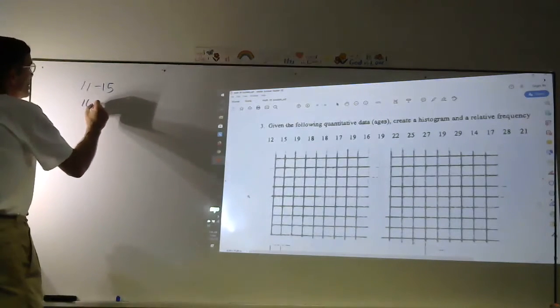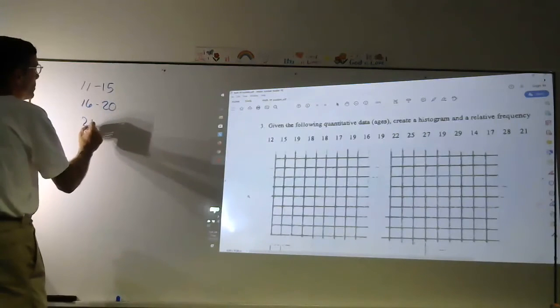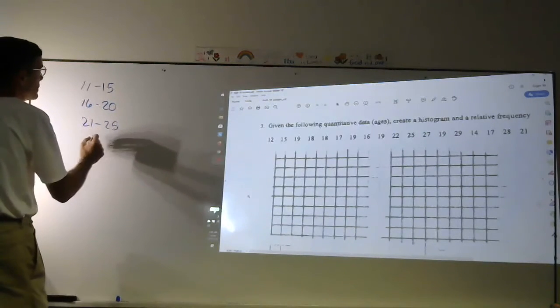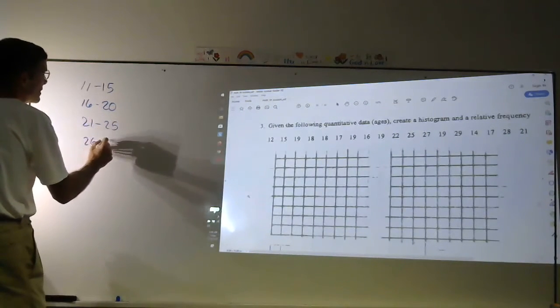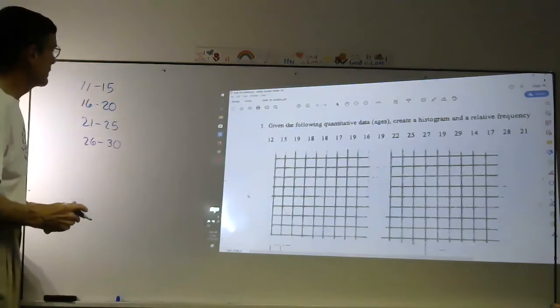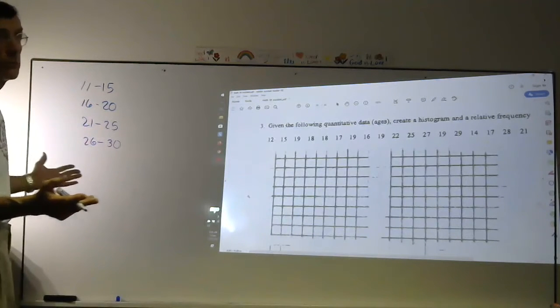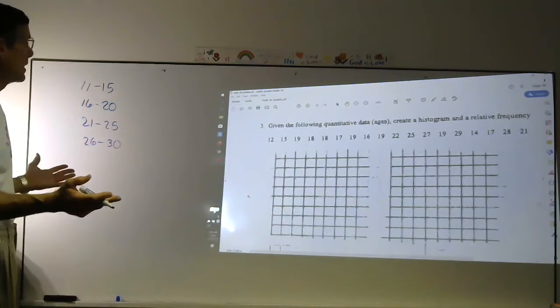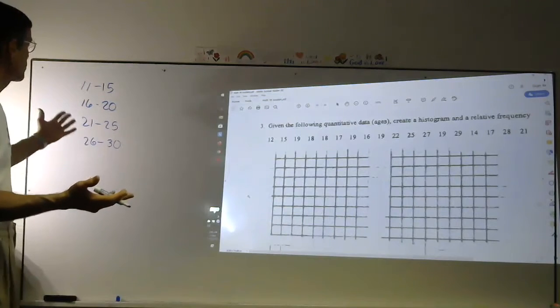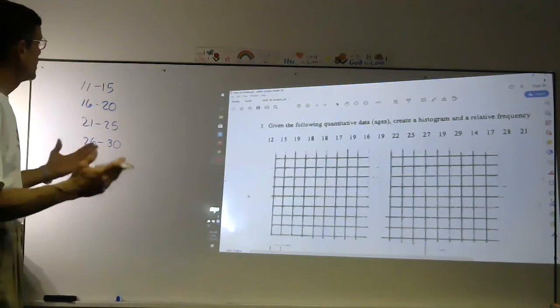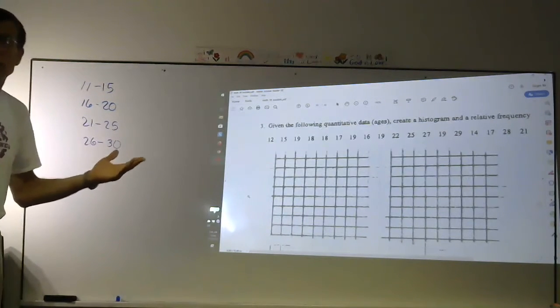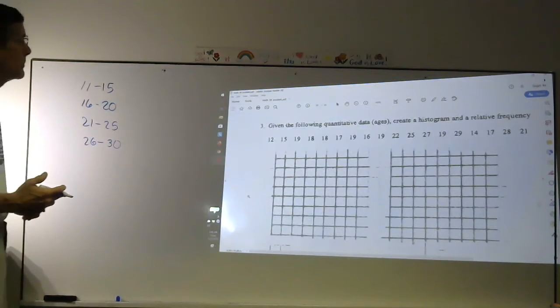Then we'll go 16 to 20, then 21 to 25, then 26 to 30. And we don't have any more of that, so we'll have only 4 bars. You might quibble, you may want to go smaller so you have more bars, but 4 or 5 is just fine. All right, let's see how many we got here.